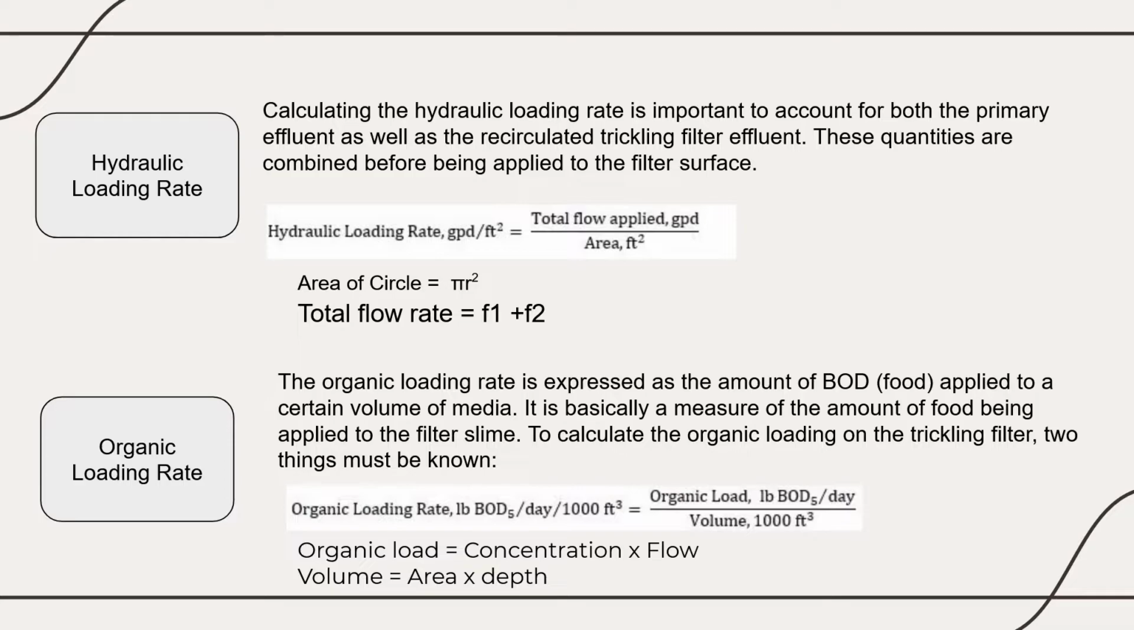To find organic load, concentration needs to be multiplied by flow, and to find volume, we need to multiply the area by depth. After we get the value, organic load, which is in the unit of pound BOD per day, will be divided by volume in 1000 feet cube. Note that the 1000 feet cube is just a unit. And so, the organic loading rate has the unit of pound BOD5 per day per 1000 feet cube.